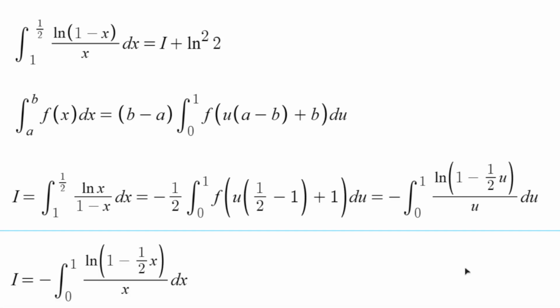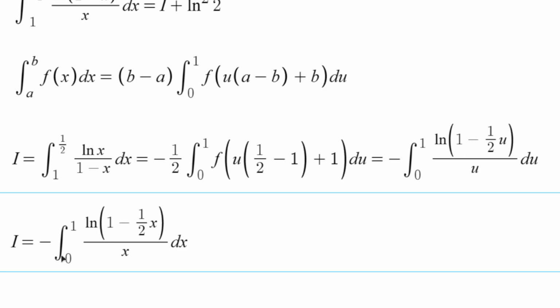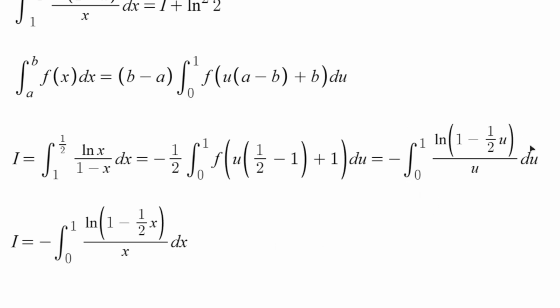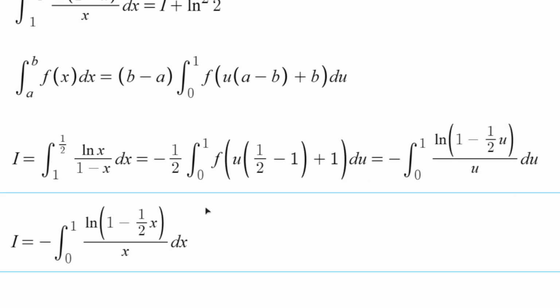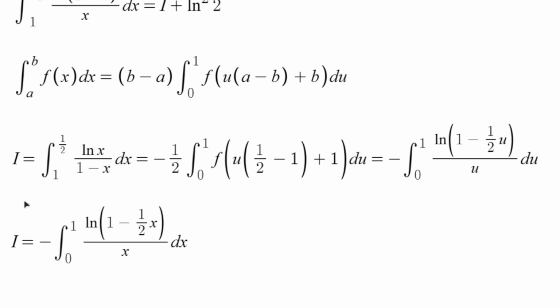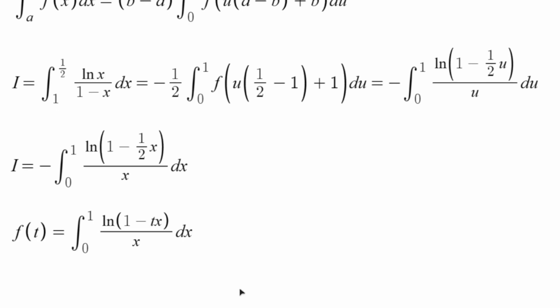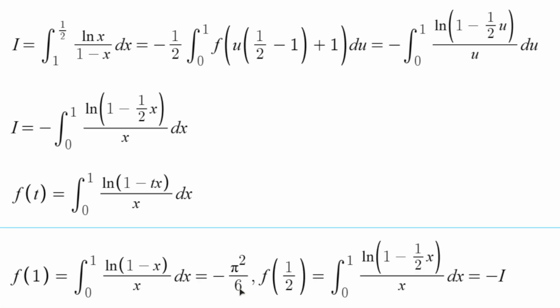So now we have I is simply equal to this integral right here. I just switched the dummy variable from u back to x. And this one is going to lend itself nicely to differentiation under the integral sign, which we're going to do now. We're going to call f of t the integral from 0 to 1 of the natural log of 1 minus tx over x. And from that, we can see that our f at 1 is just going to be this integral.